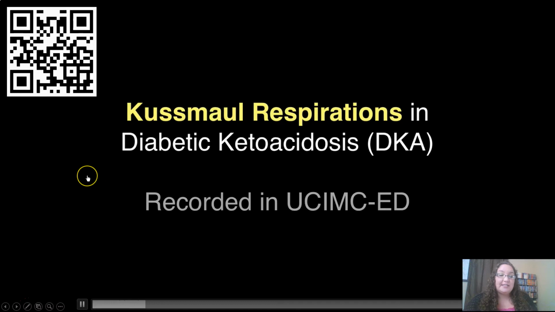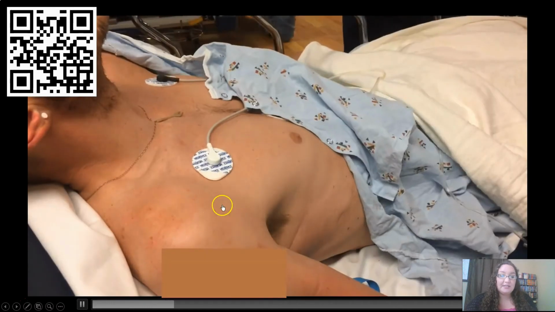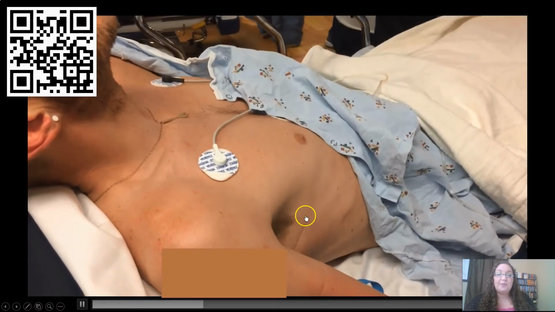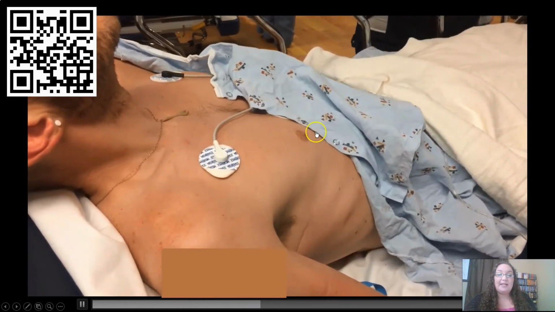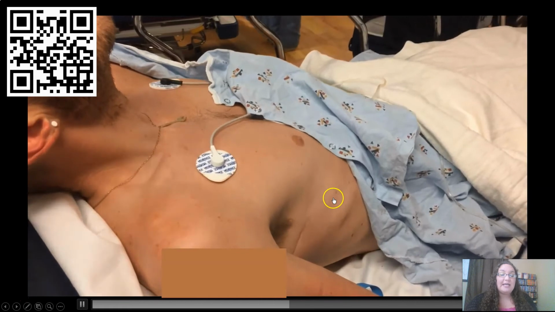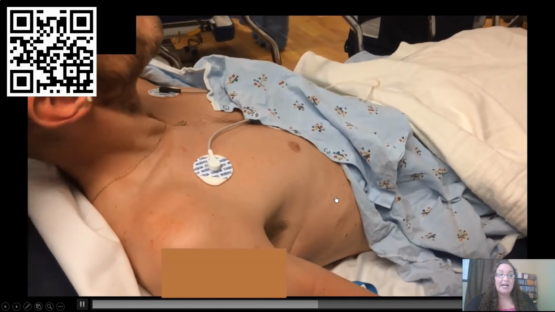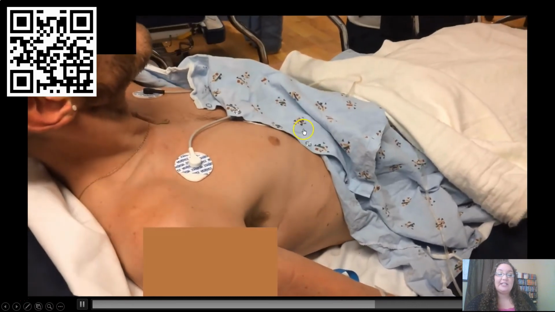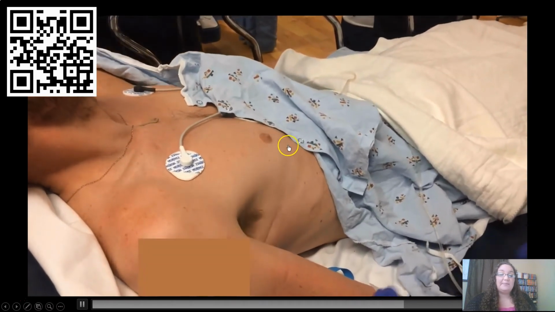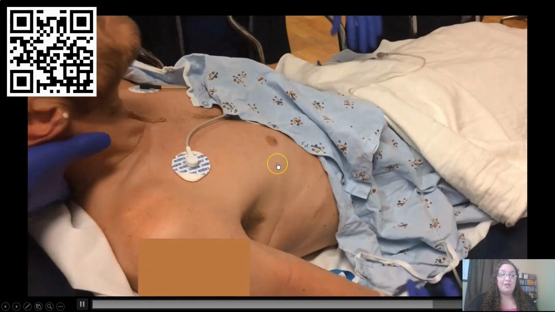So here's a patient that's in diabetic ketoacidosis, and this is Kussmaul respirations. Notice the deep inhalation, the deep exhalation. These patients can breathe up to 40 times or more a minute. And so you see that if this continues on and on, that this patient can be in respiratory depression.